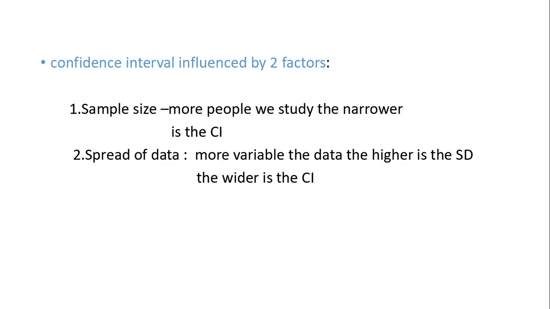So confidence interval is influenced by two factors: sample size. The more people we study, the narrower is the confidence interval CI. And spread of data, that is, the more variable the data, the higher is the SD, standard deviation, and the wider is the CI, confidence interval.